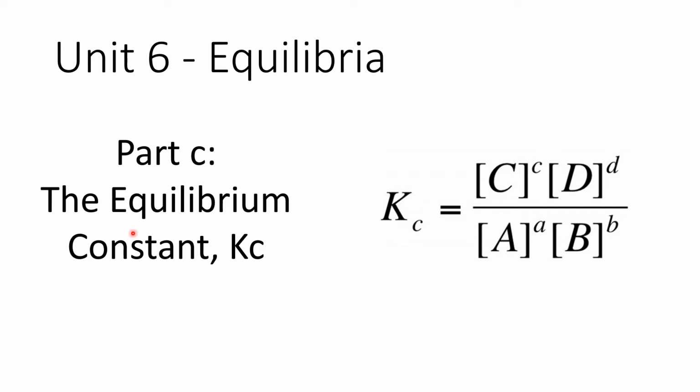Hello Year 12. Today we're going to carry on with Unit 6, Equilibria, and we're looking at Part C, which is the equilibrium constant Kc. You may have seen this particular expression as a generalised form for the equilibrium constant, which is what capital K is. In chemistry, when you've got a K, that means constant. In this case, it's Kc because the square brackets around each species refer to the concentration. Whenever you see a square bracket around a species, it refers to the concentration. But more on that in a moment.